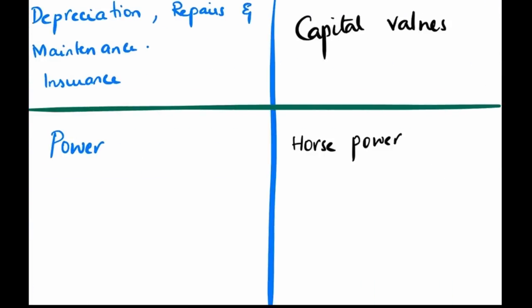The next set is depreciation, repairs and maintenance and insurance. It will be divided based on the original value of the asset, or we say capital values of the respective asset. Power is done based on the horsepower.